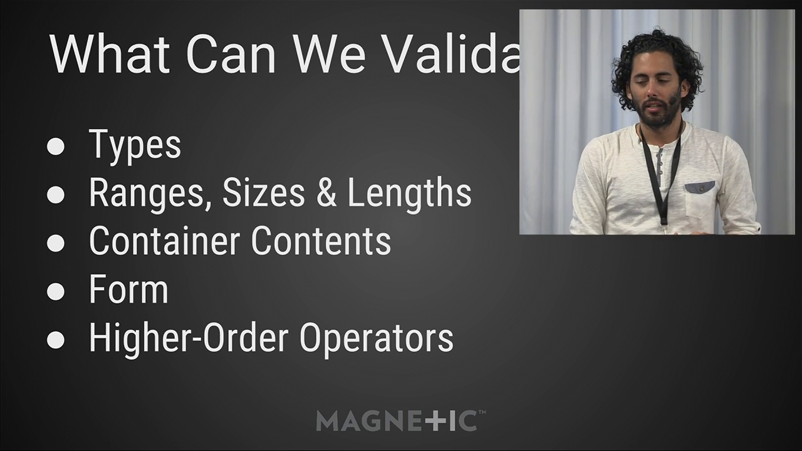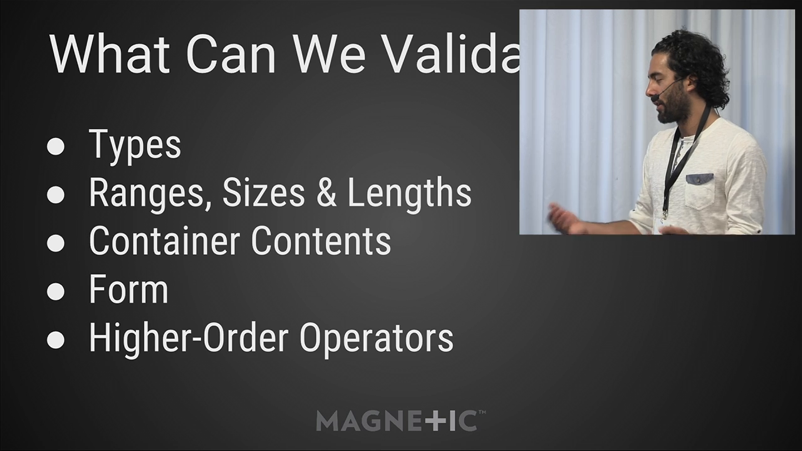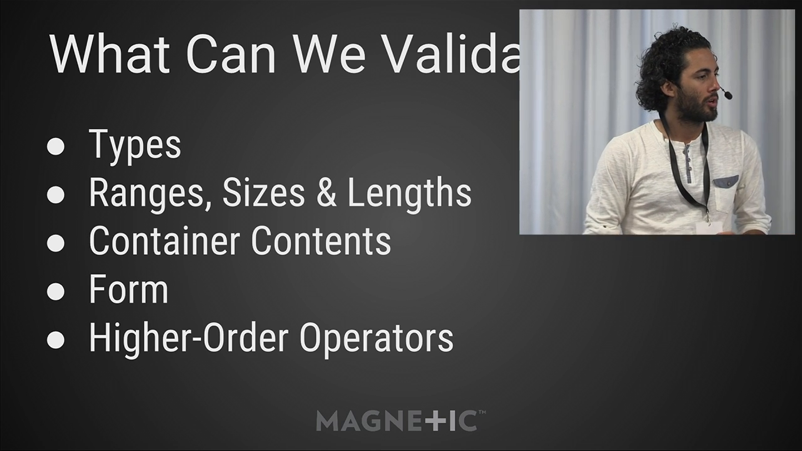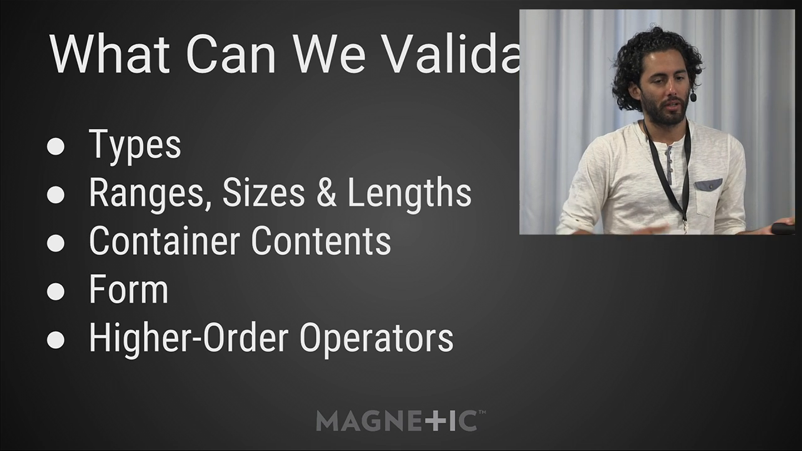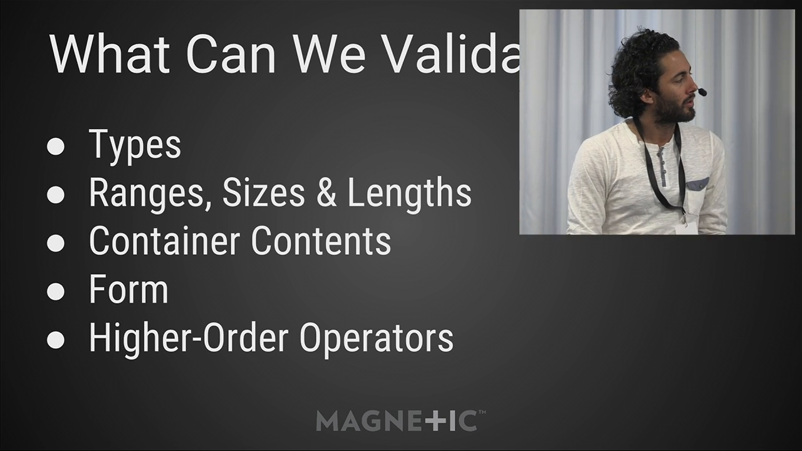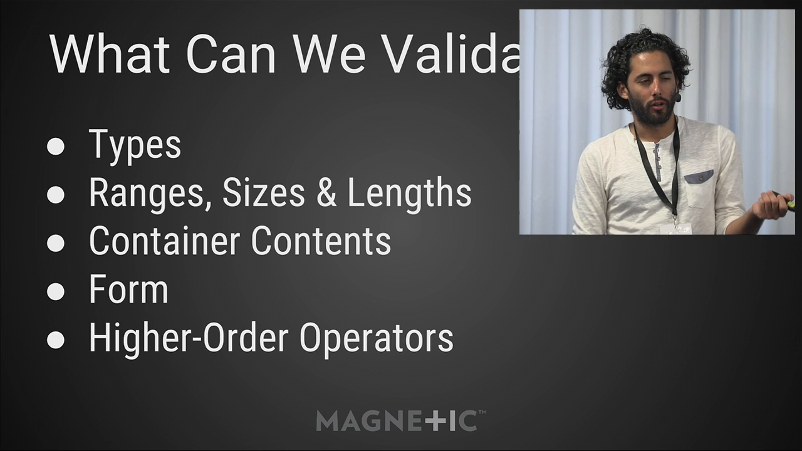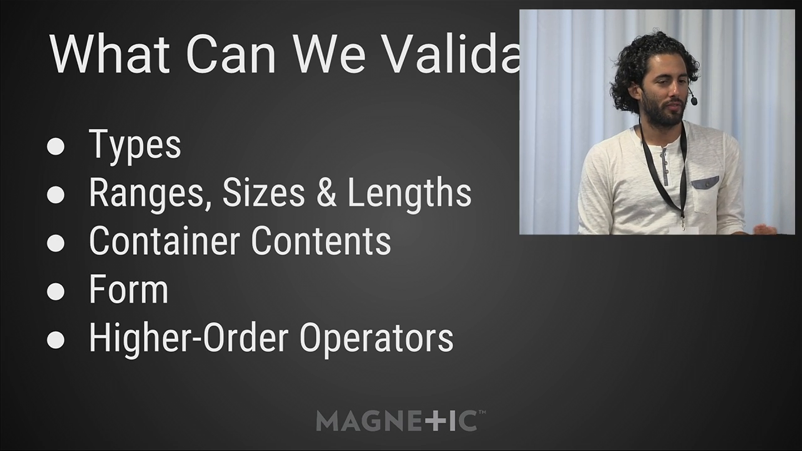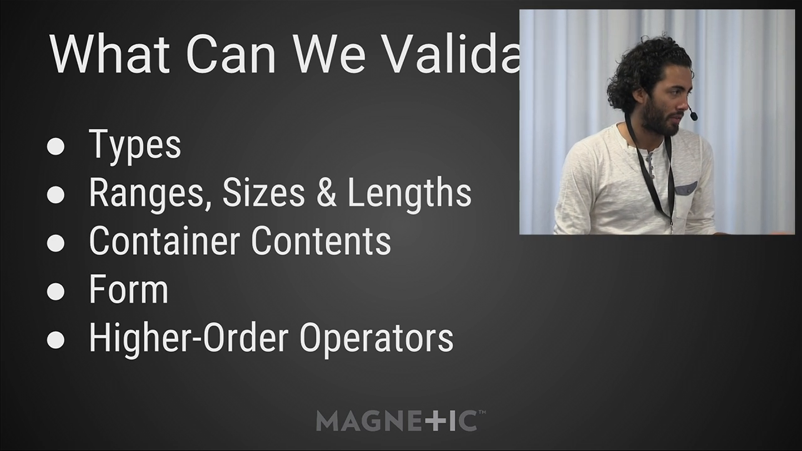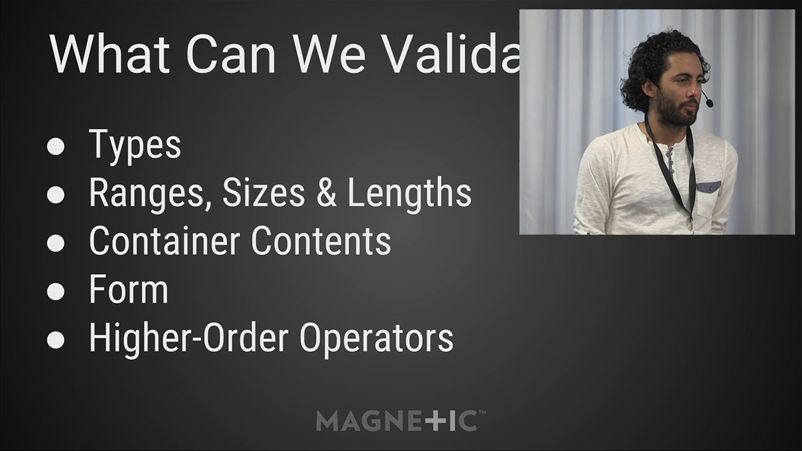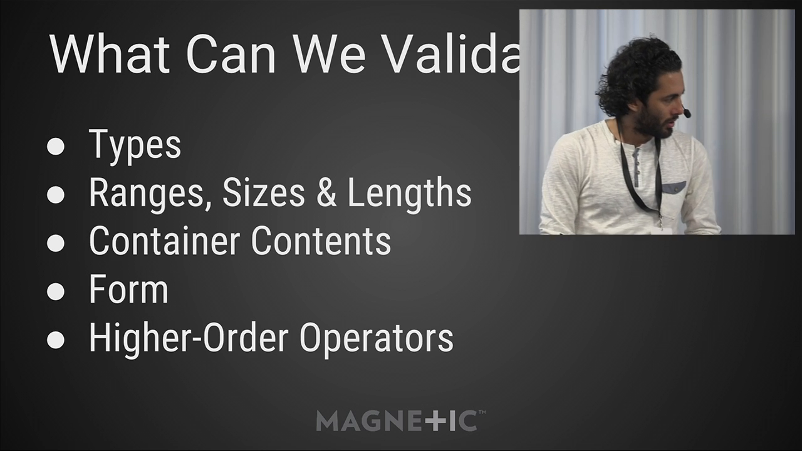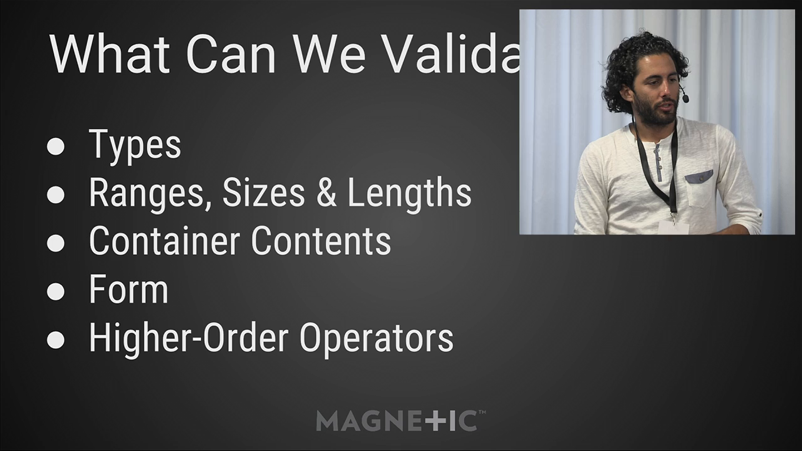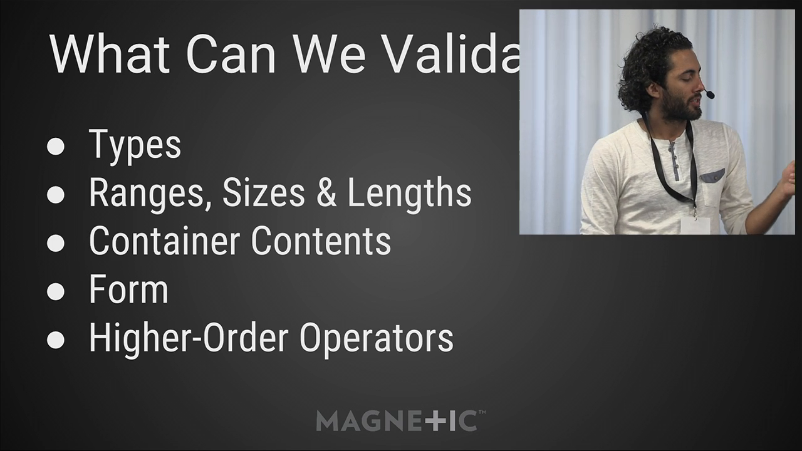You can validate the contents of containers. So you can say arrays, their elements have to validate against this particular schema. Objects, you can say their properties have to be of this particular schema. You can validate the form of particular instances, which is things like you can say, I want this integer to be divisible by 10 for whatever reason. Or I want this string to be of a particular shape. And then higher order operators, which we'll talk about later, which are kind of interesting.